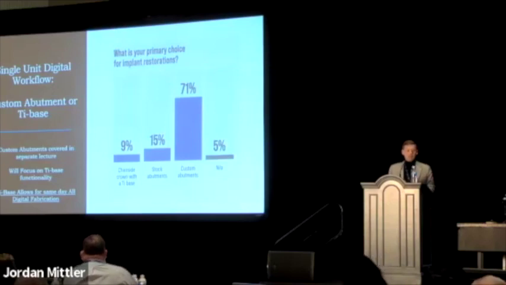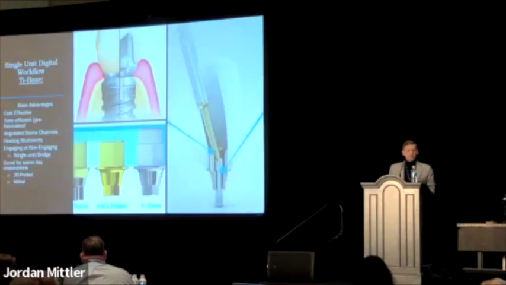I think you can see from the left, in my opinion, Ti bases are greatly underutilized, and they have a lot of functionality, and they do allow for digital fabrication. So this is just a slide on some Ti bases. The main advantages here are that they're cost effective and time efficient because they're prefabricated. You can stock them in different shapes, sizes, and heights. They are available with angulated screw channels, which are showing on the right. Depending on the company, you can have anywhere between a 20 to 30 degree angulation change to improve the aesthetics for anterior crowns and so on.